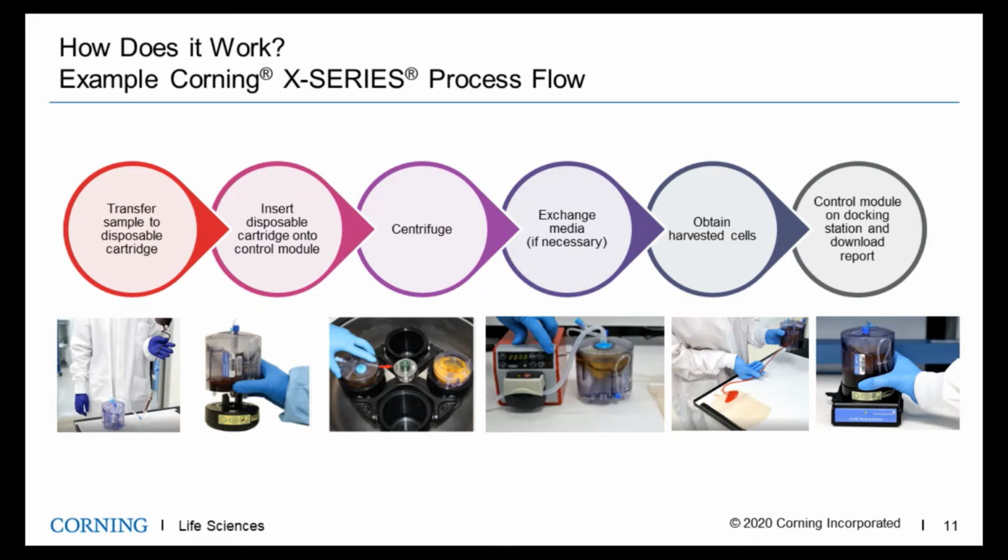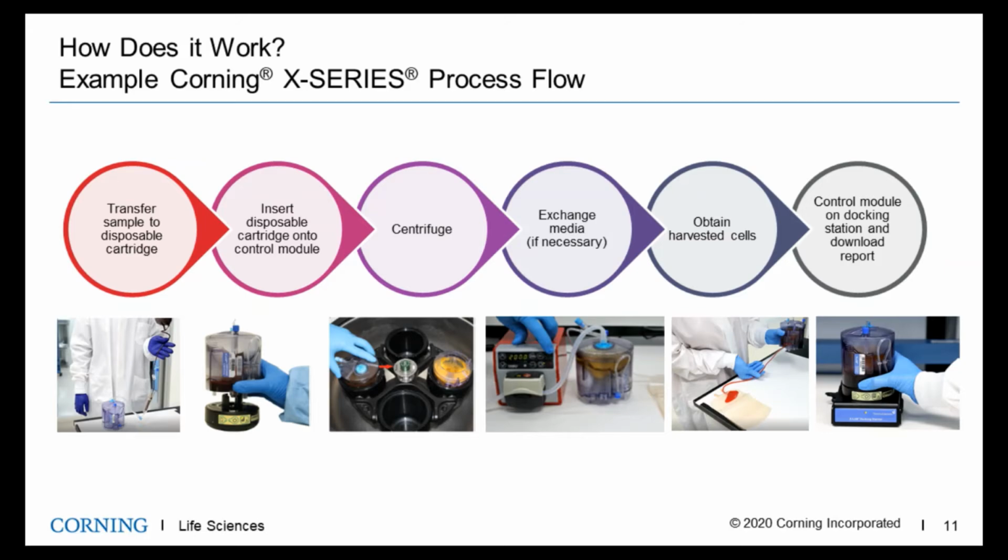So what does a typical workflow using one of these devices look like? Well, you start by loading your sample into the cartridge. This can be done using either spike ports or sterile tube welding. The cartridge is then attached to the control module base and loaded into the centrifuge, where the control module will execute its preloaded protocol. This process can be fully automated, or it's possible to interrupt it to perform additional steps such as media exchanges or resuspensions.